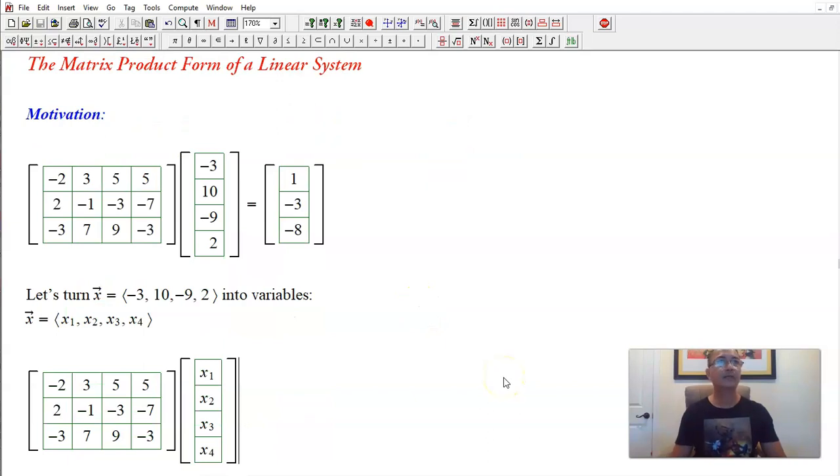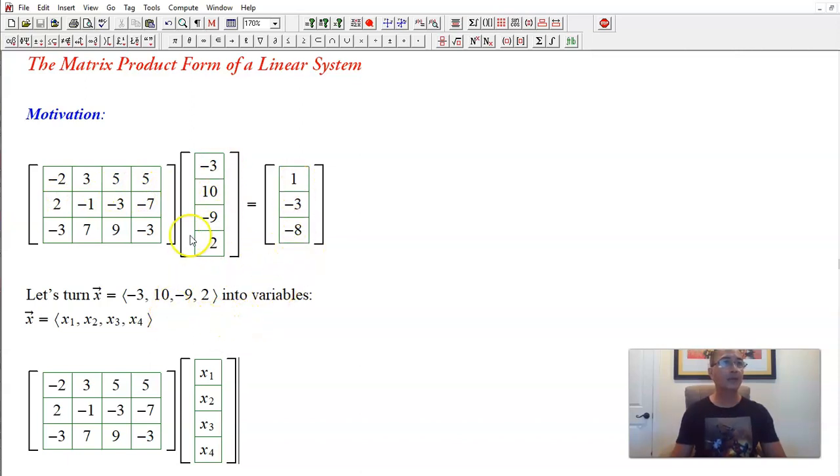So for the second item in our agenda, we said that we're going to see another way, an alternative way by which we can write down a linear system of equations. So this is called the matrix product form of a linear system. So how do we do that? Well, here was our example. We multiplied this matrix by this column matrix, and this was our answer.